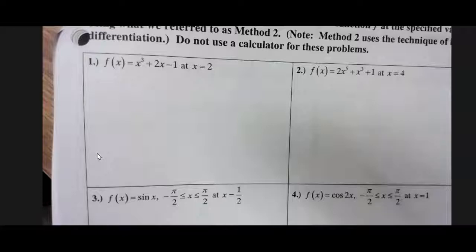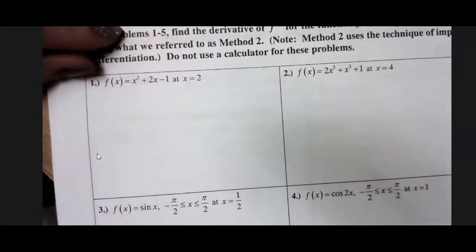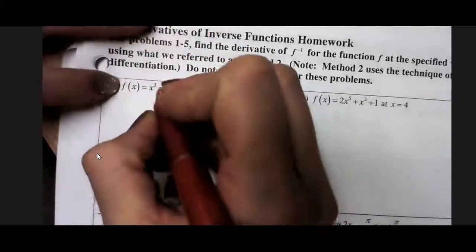Number one, if you're using that method number one, or did you try to use method number two? So like, did you, for problem 5, specified value of x, for what we referred to as method 2. So, did you use the implicit? Yeah. Okay. Just making sure. It happens.